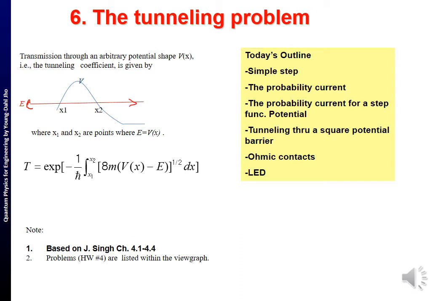through the barrier. This energy and potential have intersections at x1 and x2, where x1 and x2 are points at E equal V(x). Then we see that the electron feels the barrier by this amount, V minus E. So V minus E will be the barrier height felt by the electron.